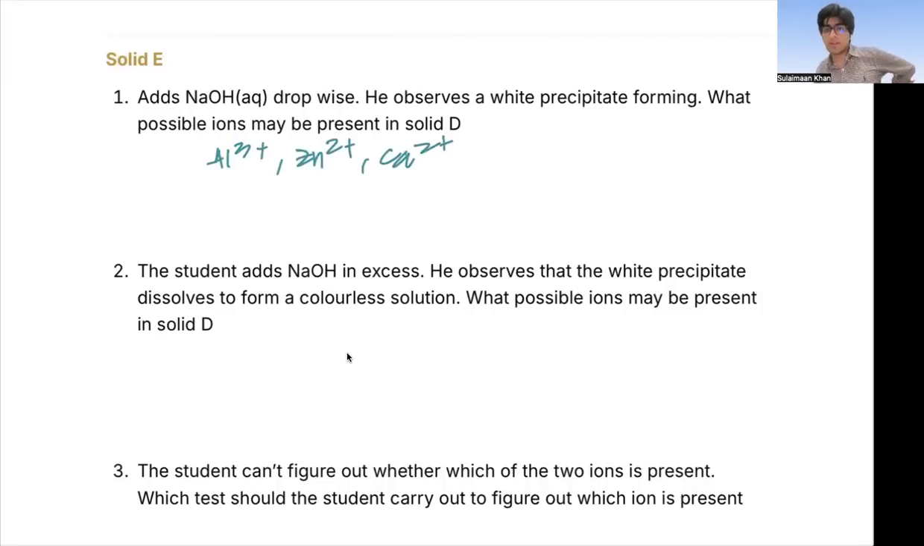These are the possibilities. Now the student adds NaOH in excess. He observes that the white precipitate dissolves to form a colorless solution. What possible ions may be present now?